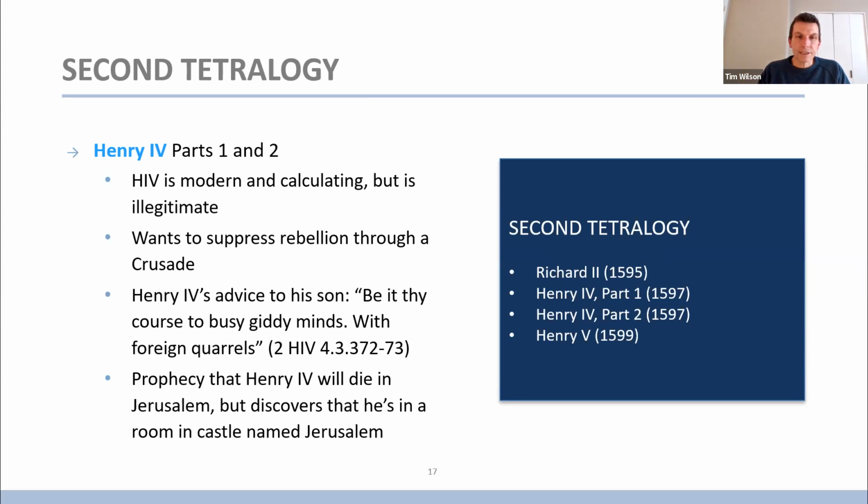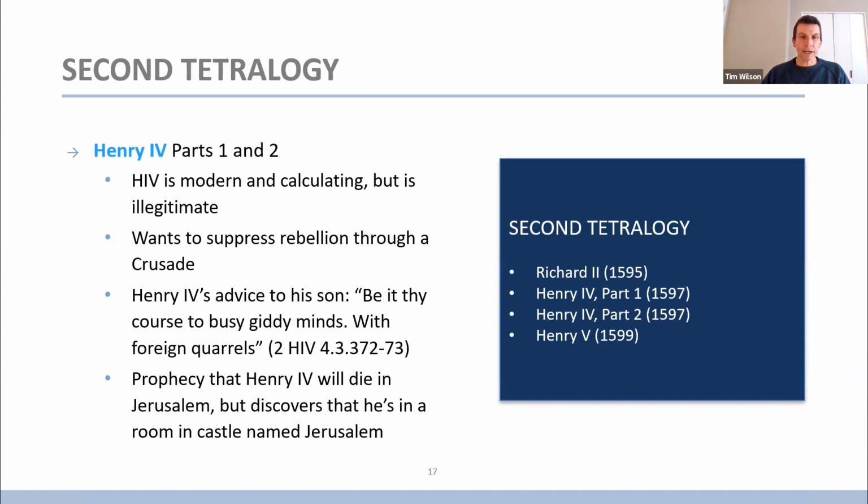He gives his advice to his son, who becomes Henry V: be it thy course to busy giddy minds with foreign quarrels. So Henry IV is never able to do this. He's always suppressing his own rebellions, but Henry V seems to take up that advice. Basically the first action we see Henry V undertake as a ruler in Shakespeare is to start a war with France, to busy giddy minds with foreign quarrels.